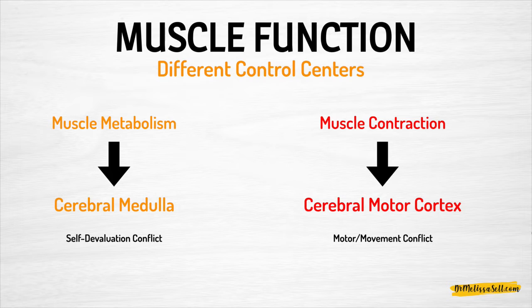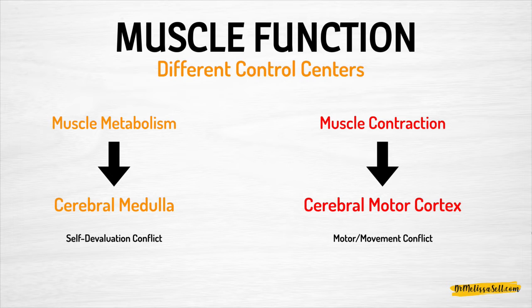So with the motor conflict, we are dealing with the muscles, but I wanted to differentiate between different control centers and different muscle functions. The muscles themselves, the body of the muscle, the metabolism, the trophic function of the muscle, is controlled from the cerebral medulla. And this is associated with a self-devaluation conflict, which I covered in a different tutorial video.